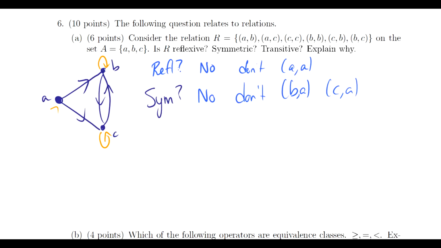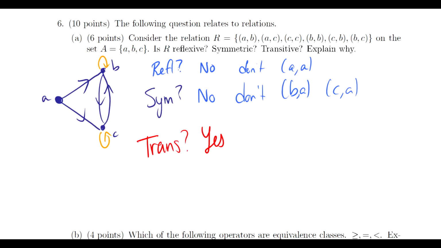So what about transitive? Is it transitive? And the answer here may surprise you. The answer is yes, it is transitive. So for instance, if we have A to B and B to B, we have A to B. If we have A to B and B to C, we have A to C. Okay, if we have A to C and C to B, we have A to B. If we have A to C and C to C, we have A to C. If we have C to B and B to C, then we have C to C.